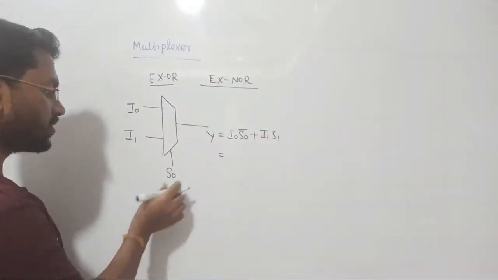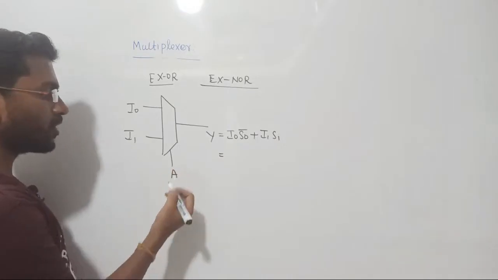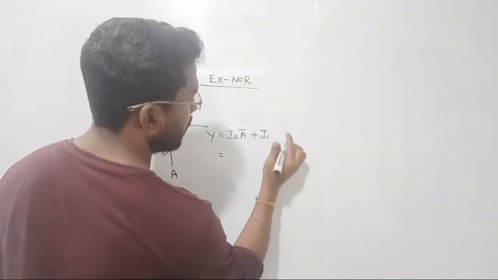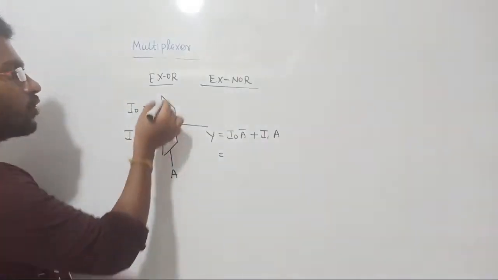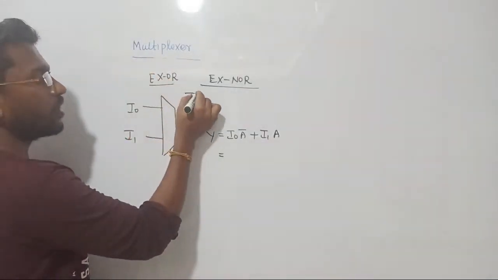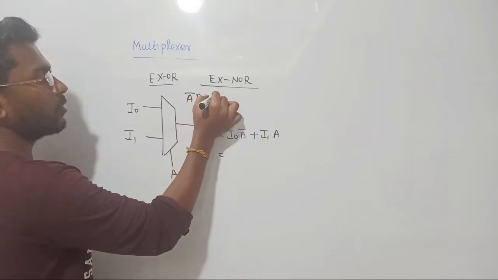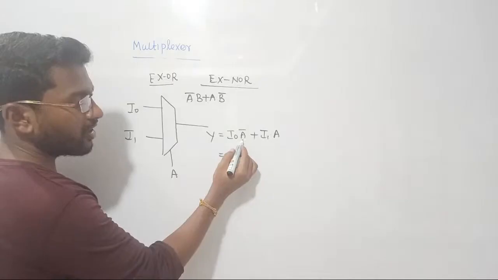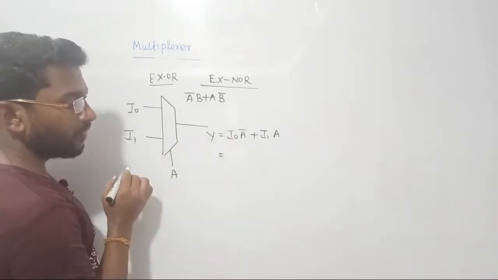Such that what happens? First of all, we can bring one complement. If you put A for S, automatically it will become A bar here, and here it becomes A. Now what is the output of the XOR gate? That is A bar B plus A B bar. We all know A bar B plus A B bar. Now A bar is ready already. With this, B is needed.